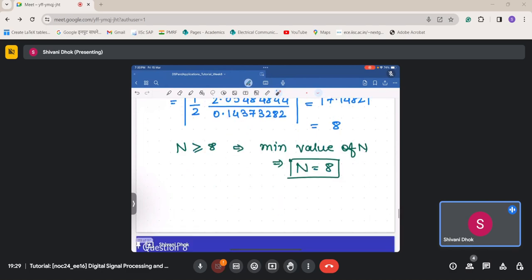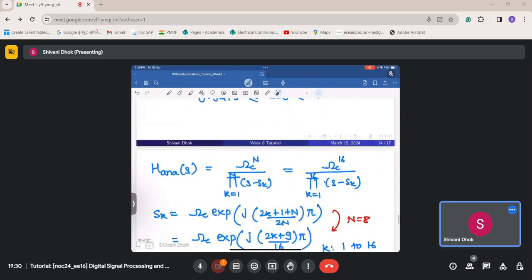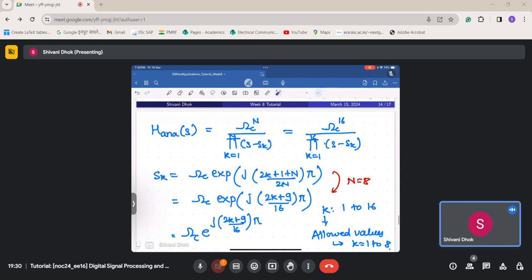Okay. After that, once you have the order, you can find out the range of cutoff frequency using this particular formula. And after you find the range, you can select any value of cutoff frequency in that particular range, and then we can find out the transfer function, which is given by this formula. To be very specific, this particular formula is for the low pass equivalent, and this low pass equivalent will have n number of poles.